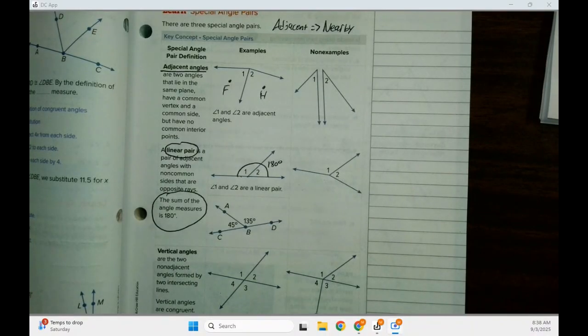Now the third kind of these weird special angle pairs is another very important thing. A very, very important thing. We're going to use this one maybe even more than linear pairs, okay? They're building off of each other. And it's vertical angles.